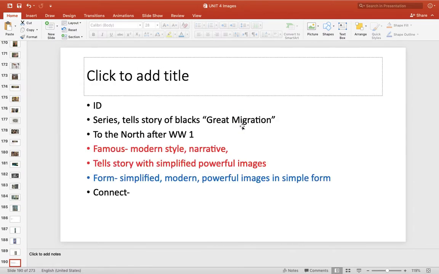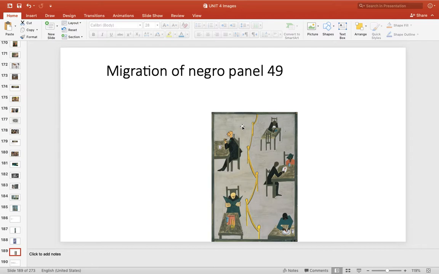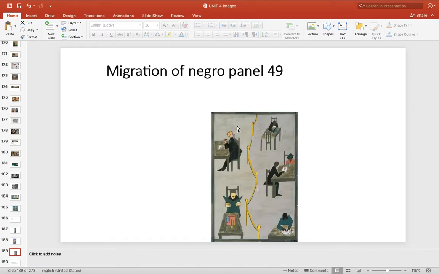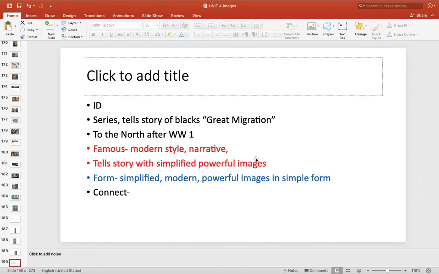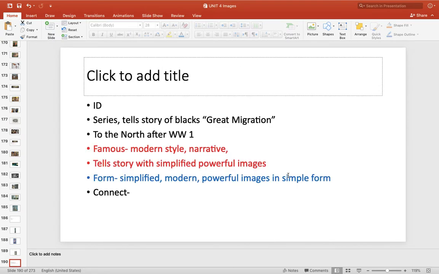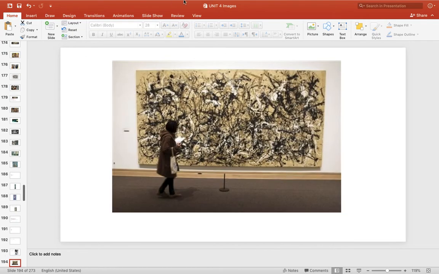Okay. Migration of the Negro. The very important work here. This tells the story of the Great Migration from the South to the North, Jacob Lawrence. It's famous for a very modern, minimal style, simplified form, but great power. Tells a story with powerful images. The form is simplified, modern, minimal. That'll take us to World War II. Let's stop there.